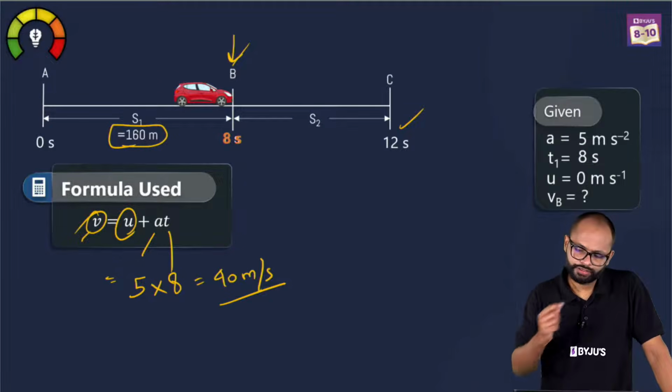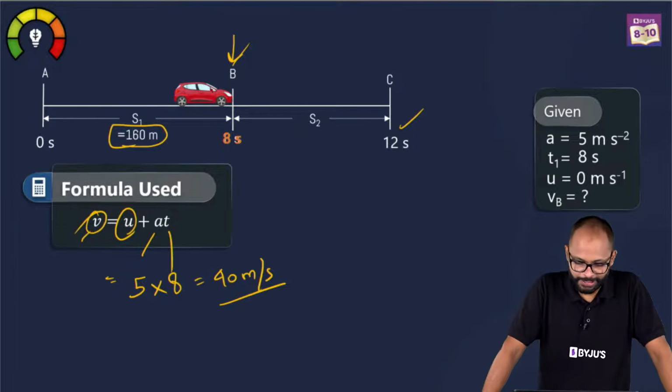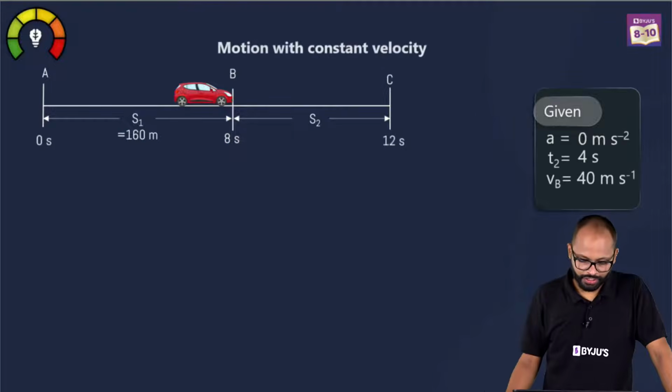167. I think this was a typing error. 240. Adrish, there might be some problem. Vidushi, you are right. It is 40 meters per second. Nice. Okay, so we got VB as 40 meters per second.